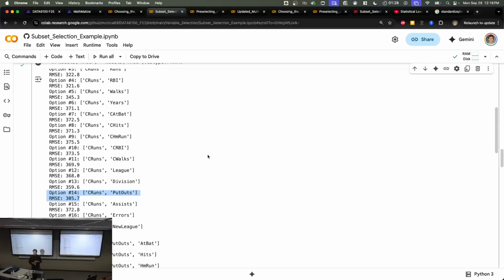Yeah? One is defensive and the other is offensive? Yes, exactly. So C runs is like how good are you at scoring goals, and putouts is like how good are you at taking the other team out, so defending.